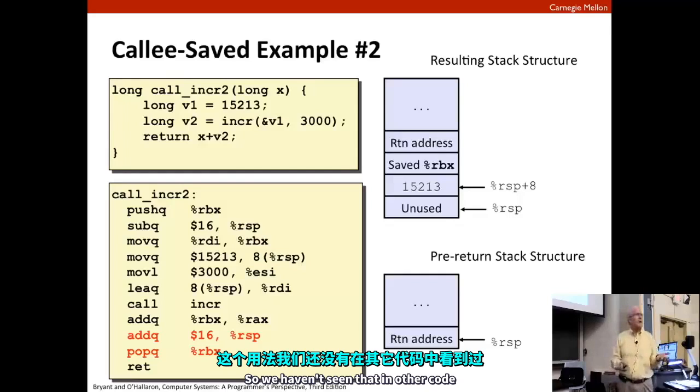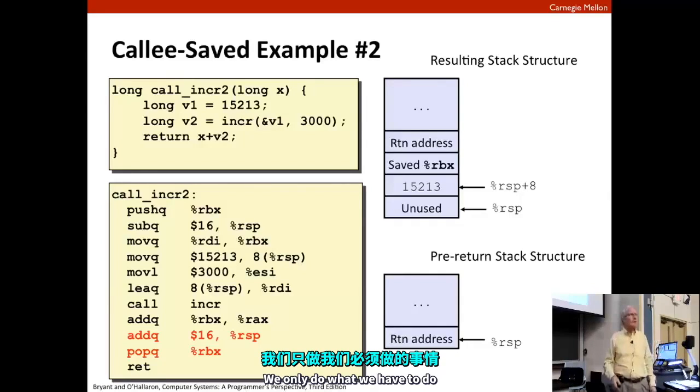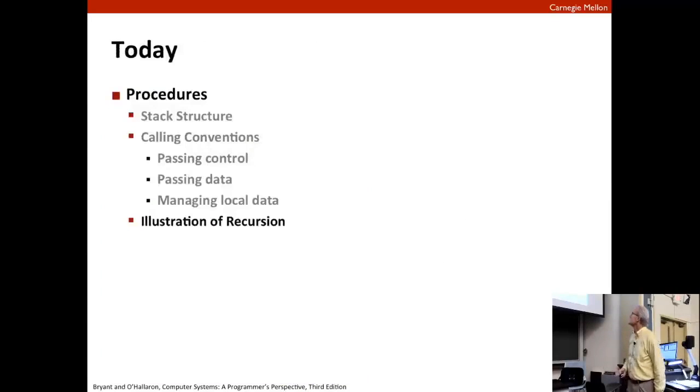So we haven't seen that in other code because we didn't typically need it. And that's, again, an example in this particular machine code. We only do what we have to do. Okay?